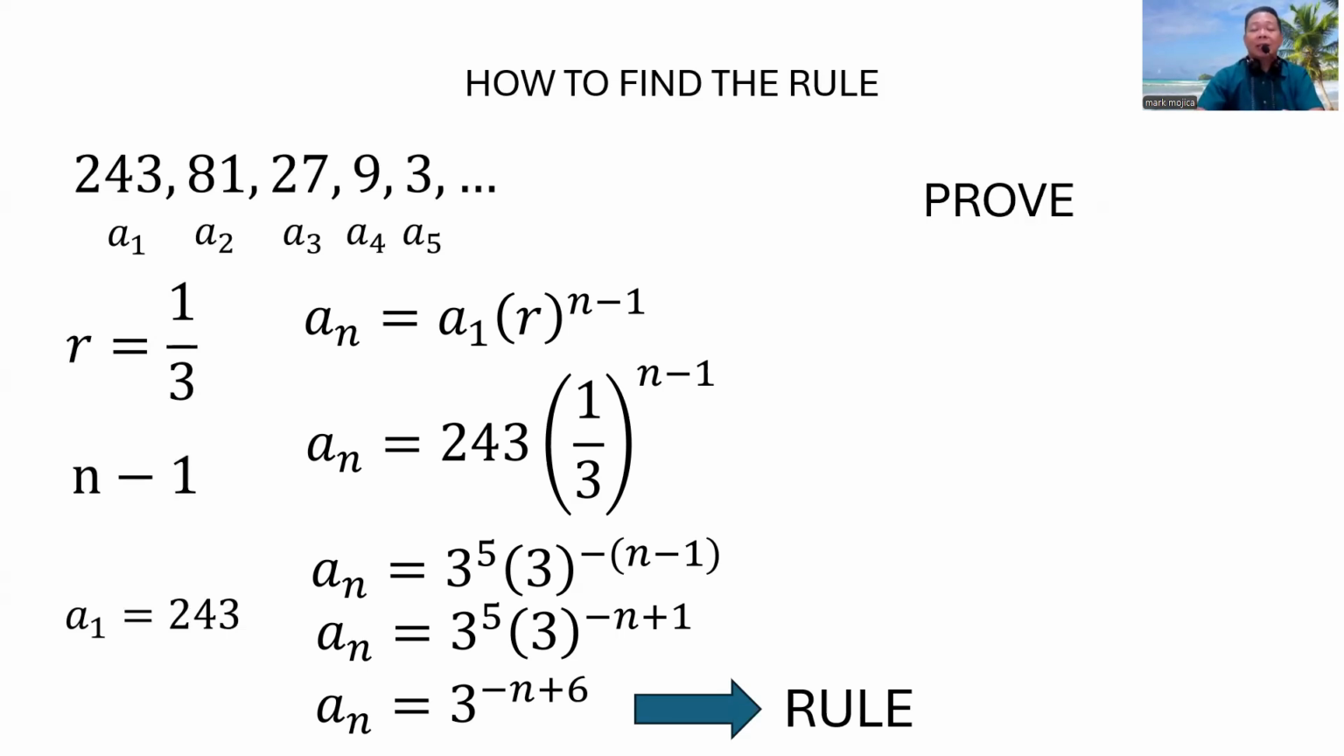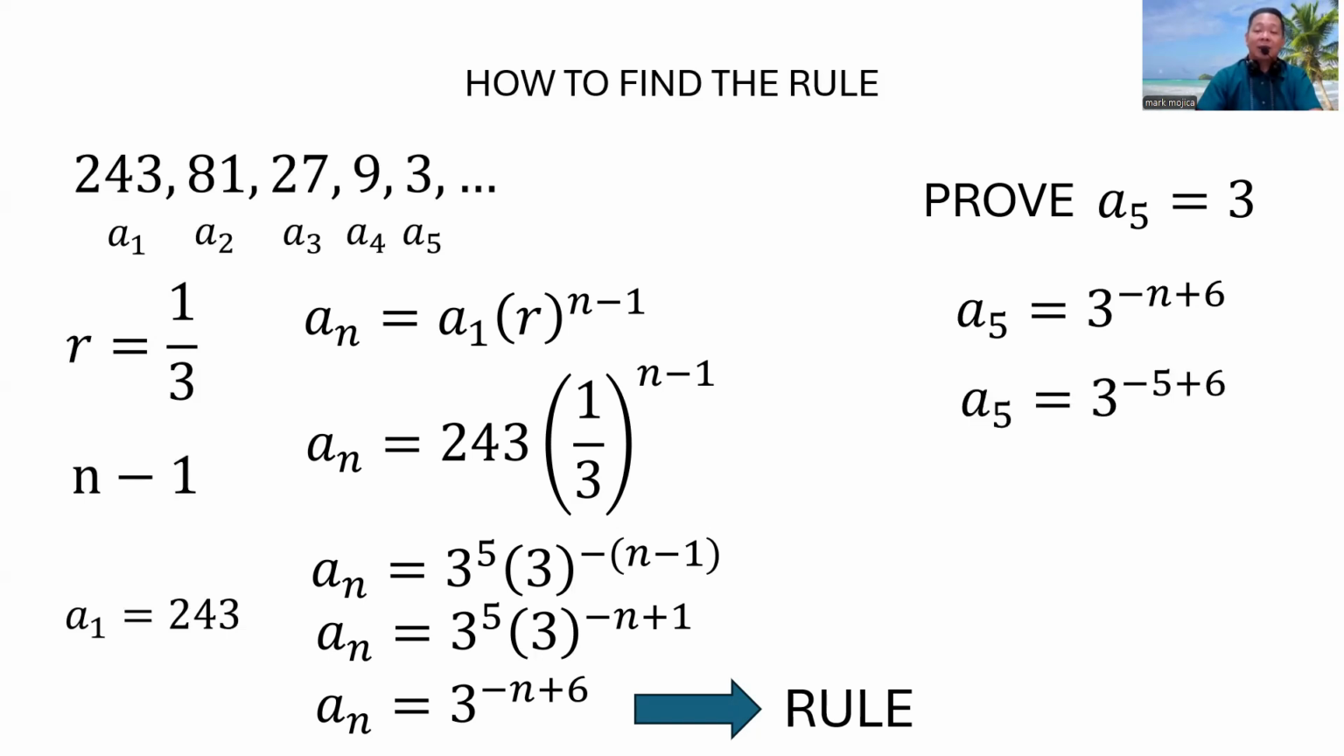By proving a sub 5, it should be equal to 3. So paano yon? Papalitan lang natin na a sub 5 is equal to 3. Yung n gagawin nating 5. So therefore, negative 5 plus 6, that is equal to 1. 3 raised to the power of 1 is also 3. So therefore, this is our rule.